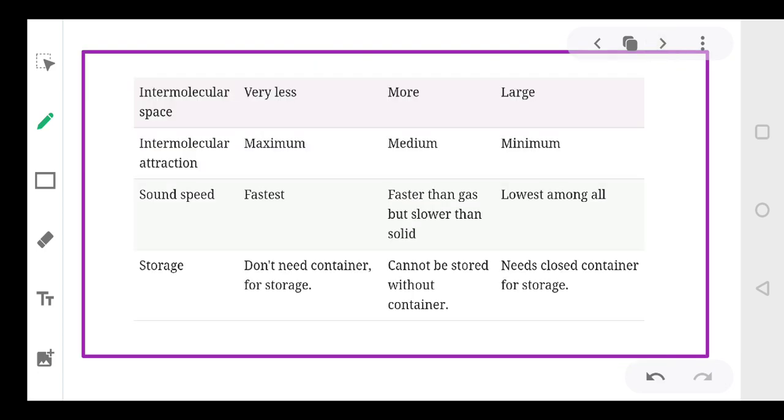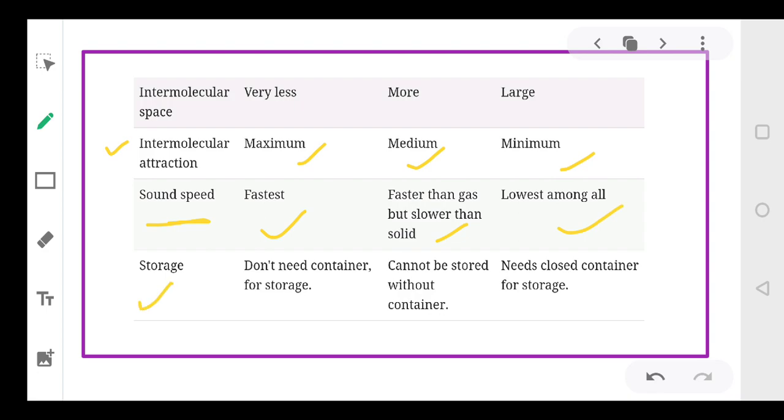Then the force of attraction. In case of solids, it is maximum. In liquids, force of attraction is medium. In gases, force of attraction is minimum. Sound speed. Sound travels fastest in solids. Okay, dear students, sound travels fastest in solids. It is a little bit slower in case of liquids and it is slowest in case of gases.